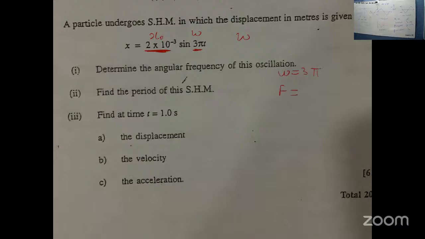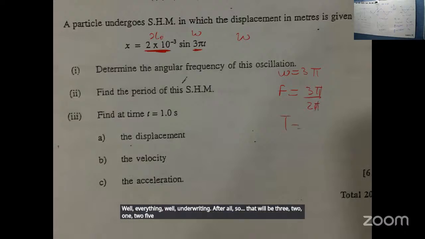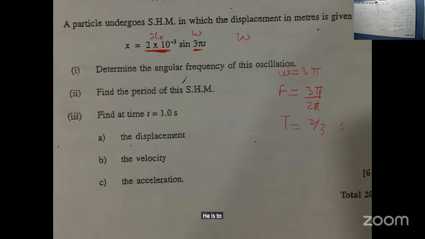Then T is equal to... well, f is equal, however you want to write it. f will be 3 pi over 2 pi, so f is 1.5. Therefore T is 2/3, the exact value. Right? You have the period.